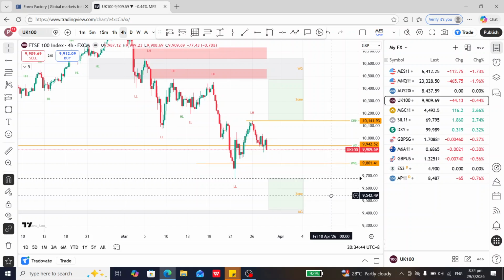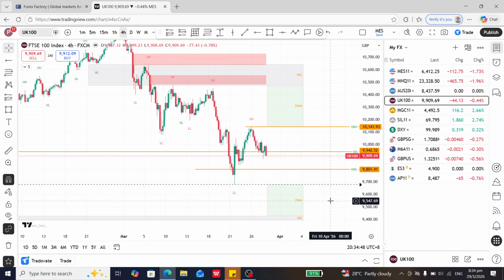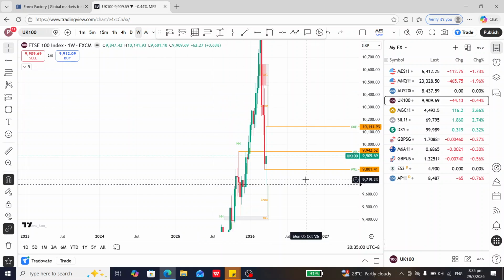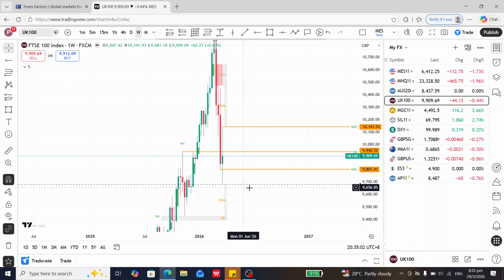Okay, UK 100 is also a bit similar to Aussie 200. From the downside, last week it already crossed the weekly rejection low, but now the pattern is like a sweep. Okay, let's go to weekly. So this is a weekly chart. This weekly rejection low is from this weekly gap. This weekly gap was already rejected, so that's why we define the weekly rejection low.